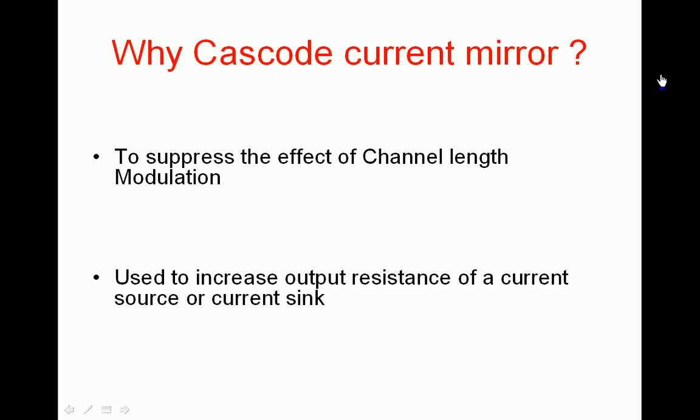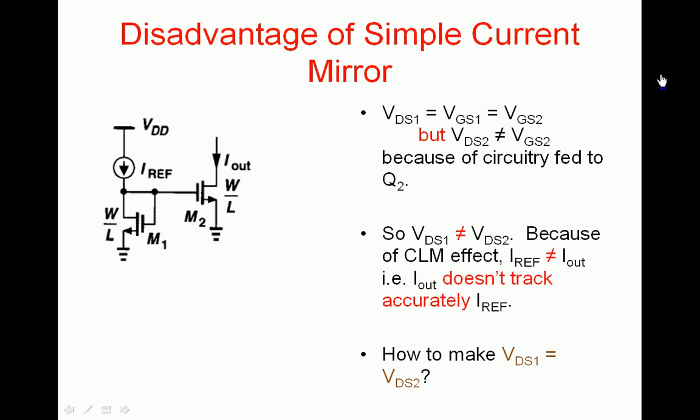The main aim of the cascode current mirror is to suppress the effect of channel length modulation and to increase the output resistance of a current source or current sink, that is, the current mirror. So these are the two things. The cascode current mirror suppresses channel length modulation, that is zero channel length modulation effect, and the next one is that it increases output resistance. We will see the disadvantage of the simple current mirror.